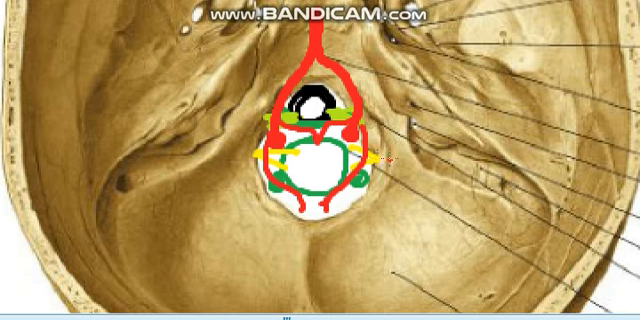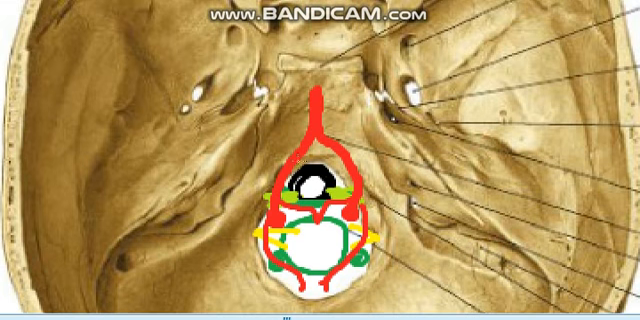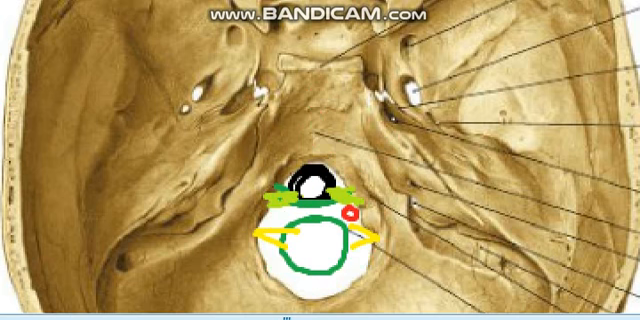Apart from these structures, there are some other structures which pass up through the foramen magnum. To draw those, you will have to first remove these other structures.